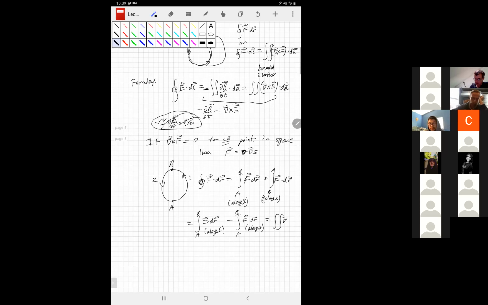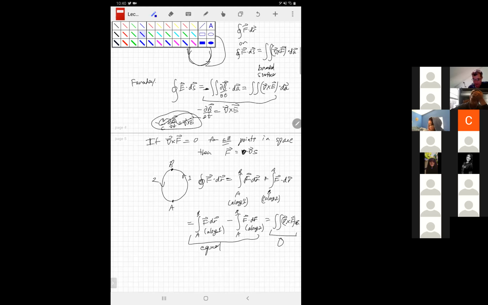Here's the thing, it's also got to be, according to Stokes, the integral of the curl of F dotted with dA. That's what Stokes says. But what is the curl of F according to the assumption here? It's 0 at all points. So that means that these two integrals are equal. These two cancel.